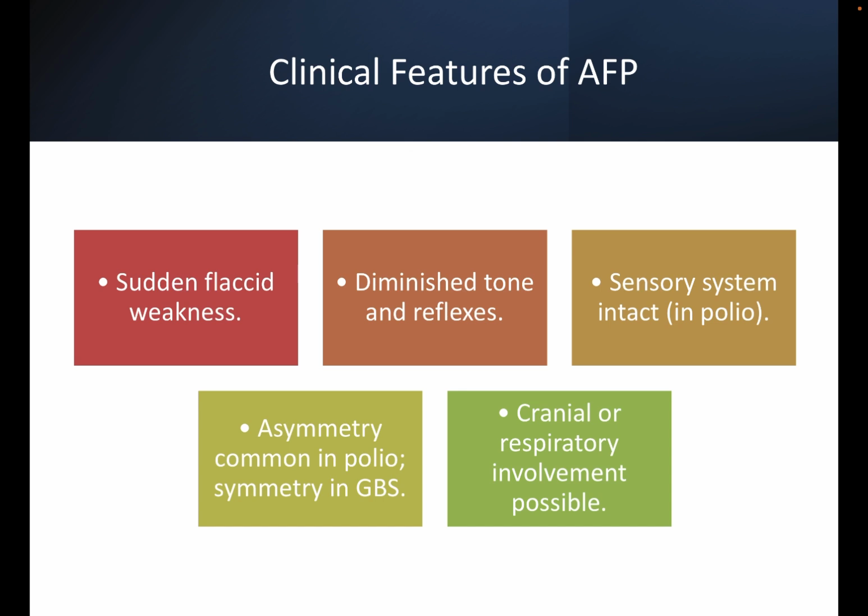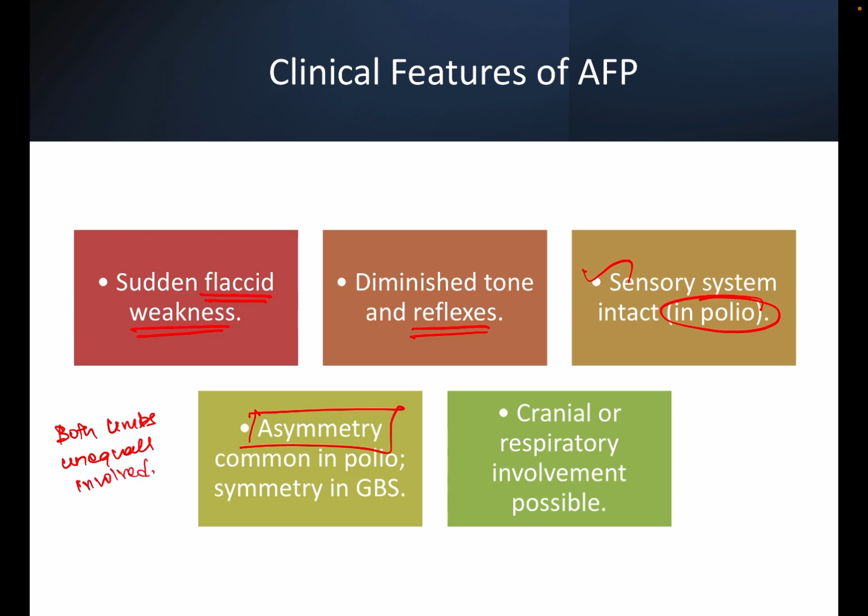So what are the clinical features? There is a sudden flaccid weakness followed by diminished tone and reflexes. And in case of polio, the sensory system remains intact and there is asymmetry. That is, both the limbs are unequally involved. One limb may be more affected than the other limb. So that is what asymmetry means. Whereas in other conditions like GBS, that is Guillain-Barré syndrome, there is symmetry. In case of AFP, there can be cranial or respiratory involvement also.